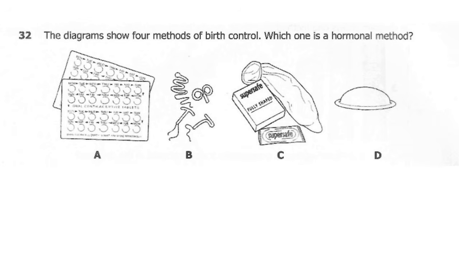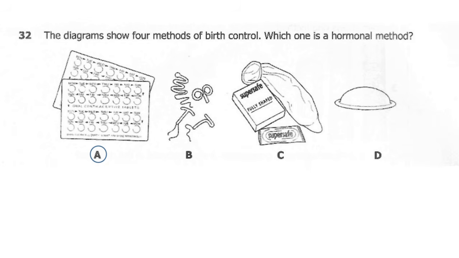Excellent work, chat. The correct answer here is A, which are the contraceptive pills. The contraceptive pills are the hormonal methods because they contain artificial progesterone, which prevents follicle stimulating hormone from producing a follicle. So the correct answer here is A.